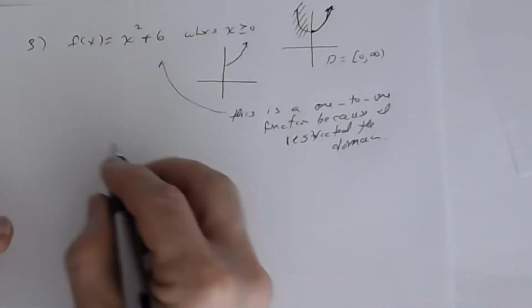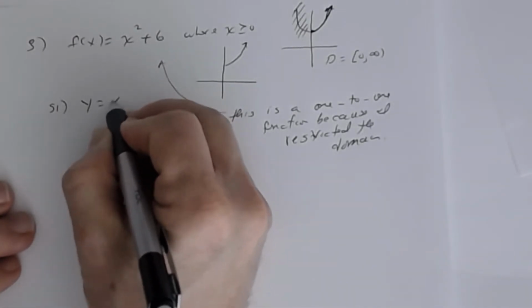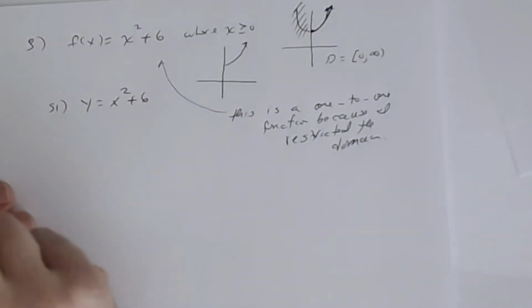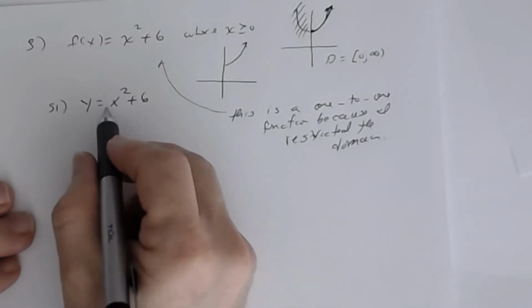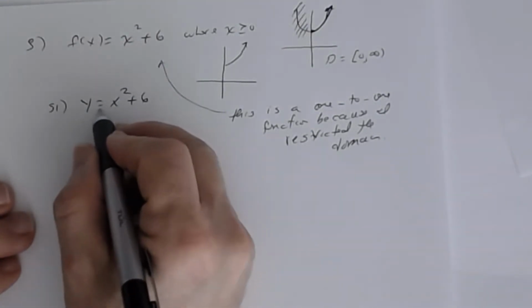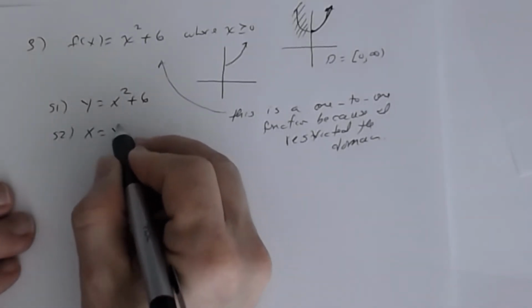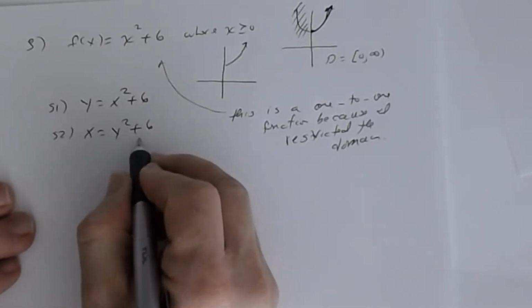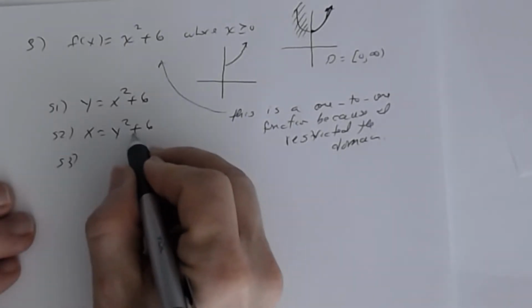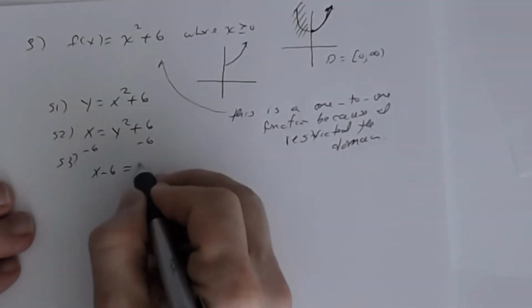Okay, so step 1, replace f of x with y. So y equals x squared plus 6. Step 2, interchange the coordinates. So when I interchange the coordinates, I get x equals y squared plus 6. Okay. Step 3, solve for y. So subtract 6 from both sides. So I get x minus 6 equals y squared.